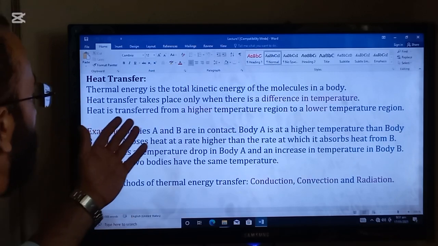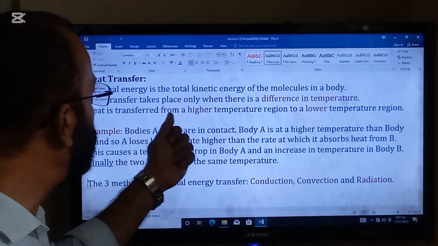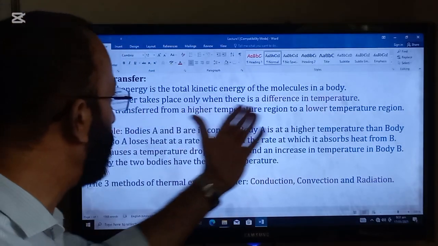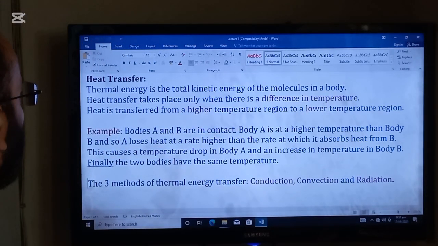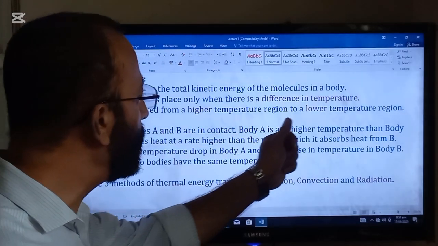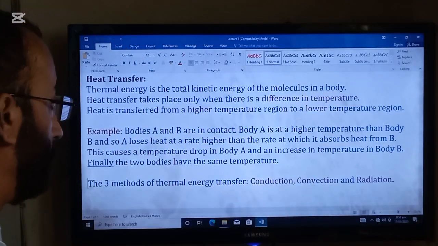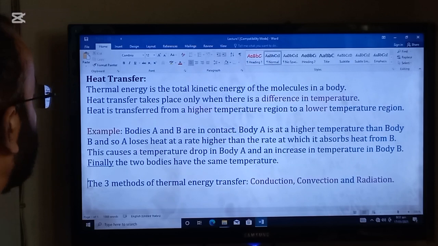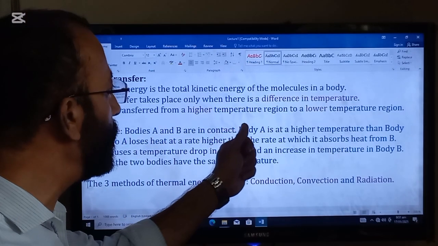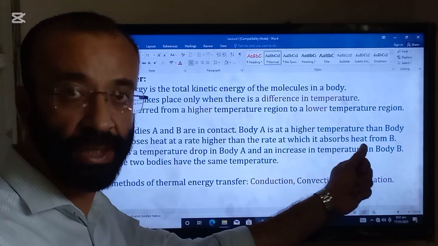Thermal energy is the total kinetic energy of the molecules in a body. Very important line: heat transfer takes place only when there is a difference in temperature. And another very important point: heat is transferred from a high temperature region to a low temperature region.